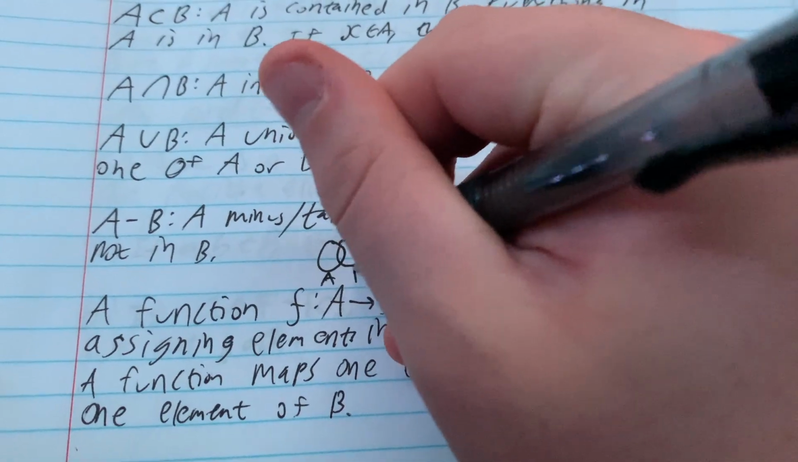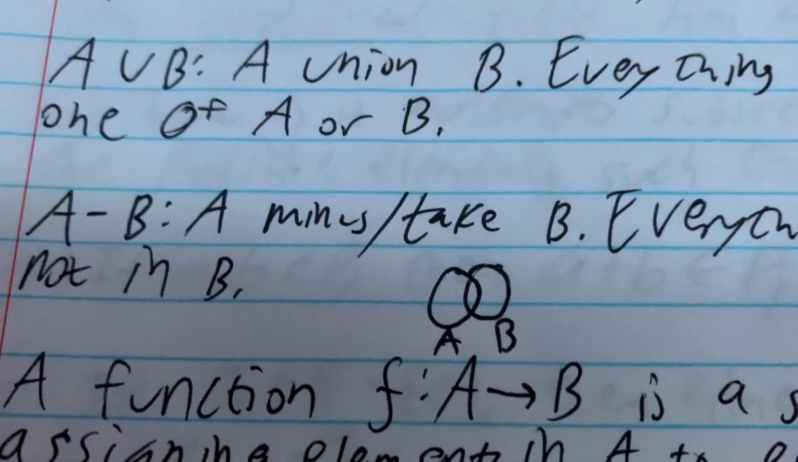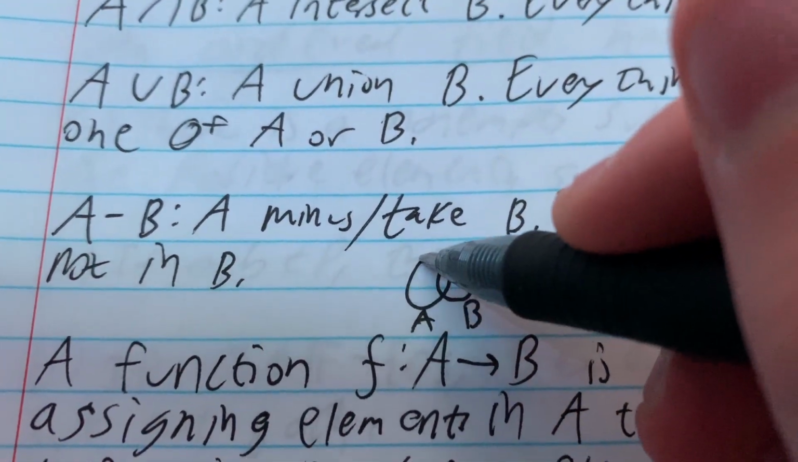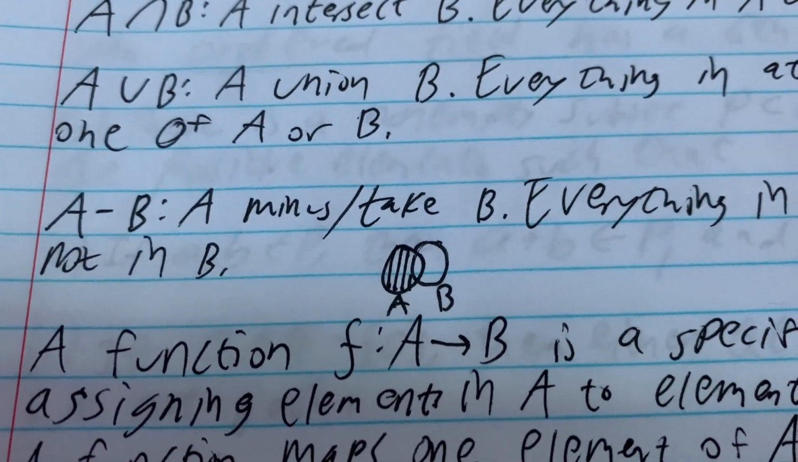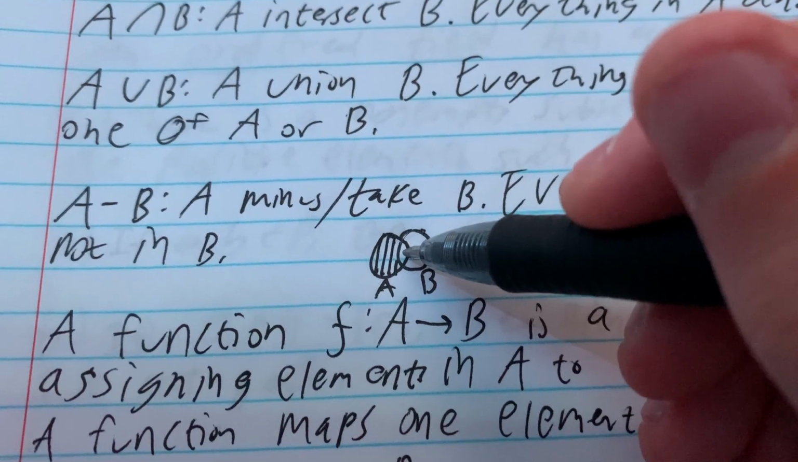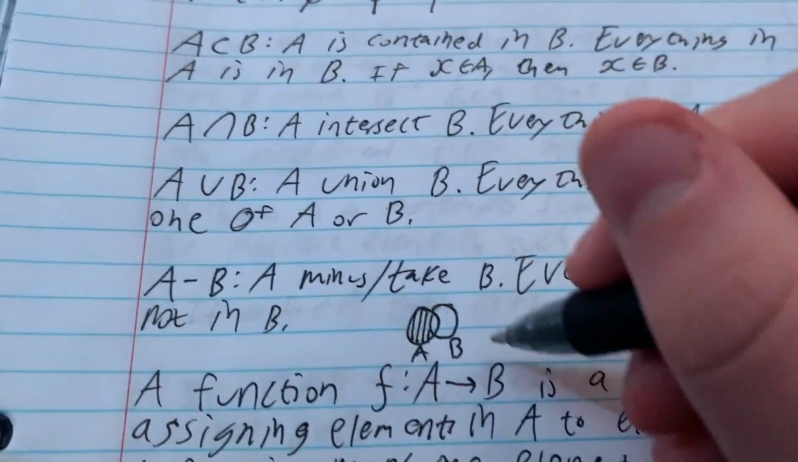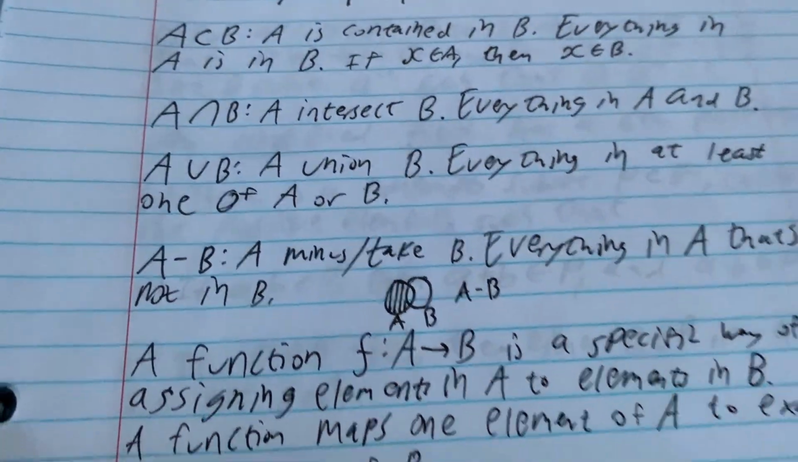We have A and B. A minus B would be just that. Because this stuff is in B, so we take it away. This is A minus B.